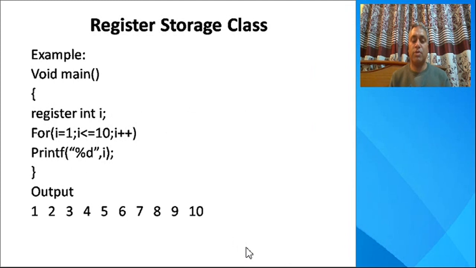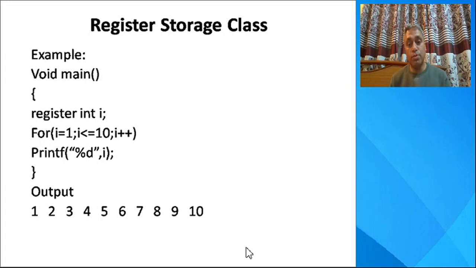It is also a small program snippet. It's a void main. In the main function, we have declared one variable i as register int i. After that, we have used a for loop: i equal to 1, i less than or equal to 10, i plus plus. After that, we have printed the value of i. Now this loop runs for 10 times, as is clear from the condition of the loop, i less than or equal to 10. i is initialized to 1.